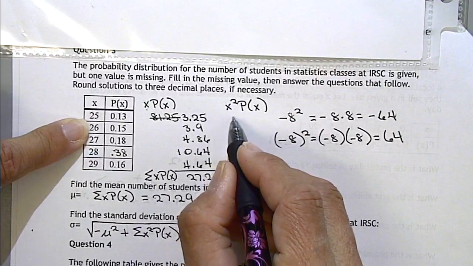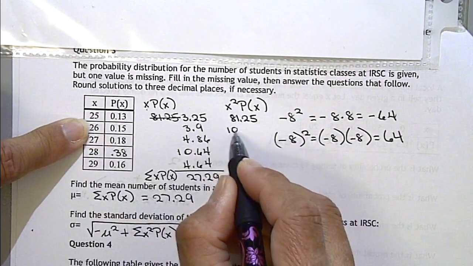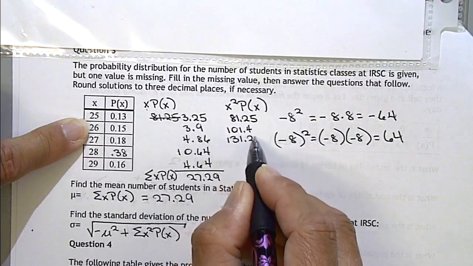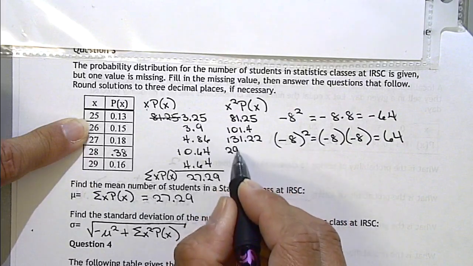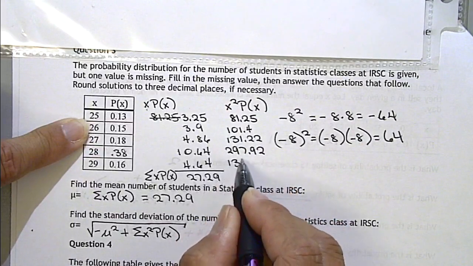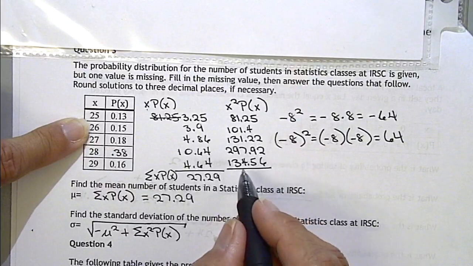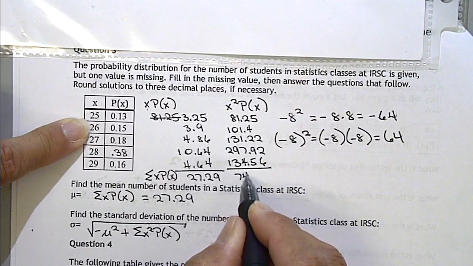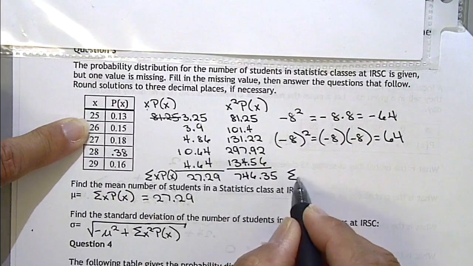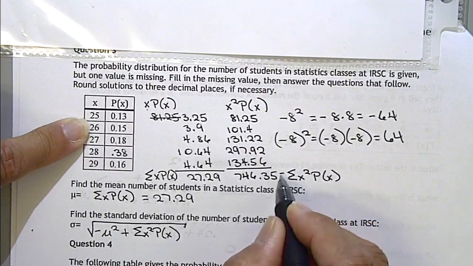So when I do that, I come up with these numbers I was trying to give you a minute ago: 81.25 and 101.4 and 131.22, 297.92, 134.56, and when I sum them, I get 746.35, and that would be the sum of x squared times the probability of x. That's what that's equal to, okay?